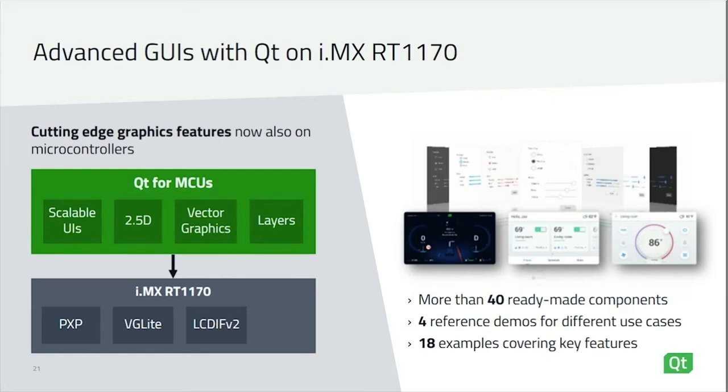And to help you create your application as fast as possible, we want you to focus on creating the user experience rather than implementing graphics. Qt for MCU comes with more than 40 ready-made components, as well as 4 reference demos covering different use cases, including automotive use cases, and 18 examples for all the key features of the technology.